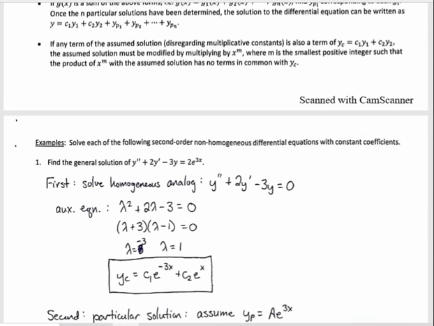So for the first one, this one's not too bad. We want to get the general solution of y double prime plus 2y prime minus 3y equals 2e to the 3x. Here's the first part, the homogeneous analog. You just replace that 2e to the 3x on the right with a 0. Then this is a thing that we already know how to solve. We get the auxiliary equation, the lambdas in there. This one factors, and lambda could be either -3 or 1. So that's what we get for our complementary solution, c1 e to the -3x plus c2 e to the x.